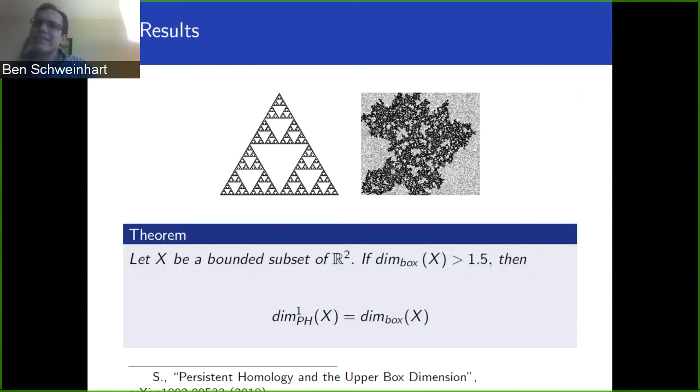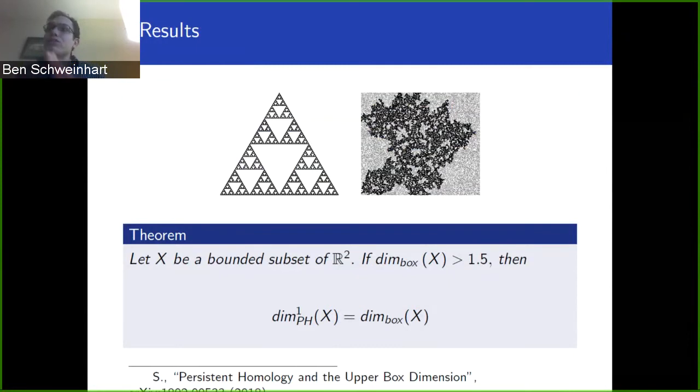Not only does this result apply to things like the Sierpinski triangle, but here we have a picture of, I guess, one of the components in a critical percolation. In the scaling limit, the components of critical percolation clusters have a box dimension that is greater than 1.5. This was proven for percolation on the triangular lattice by Smirnov. So this thing, which isn't a self-similar fractal in the discrete sense, satisfies the hypotheses of the theorem. Here we're saying that we can see the fractal dimension of it in terms of the persistent homology.